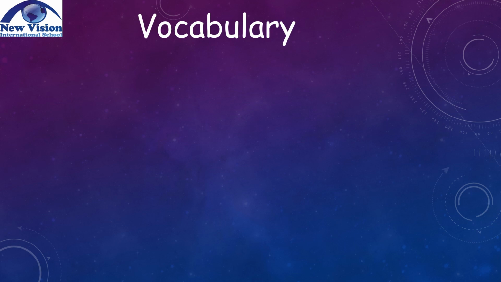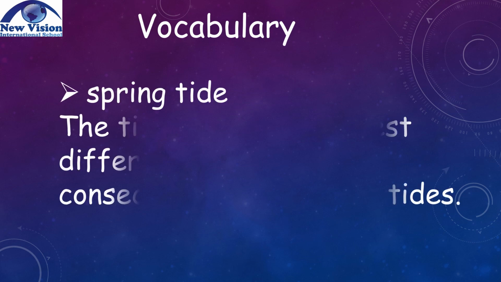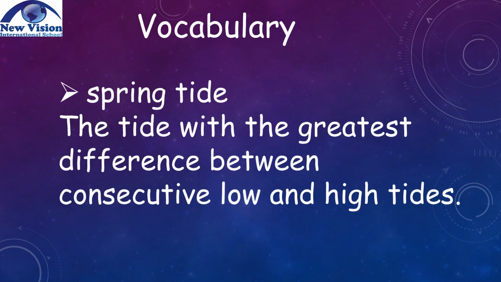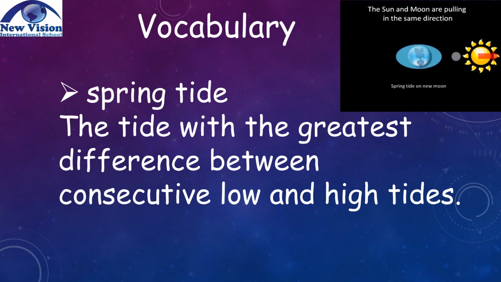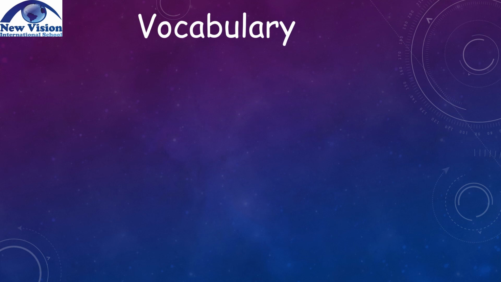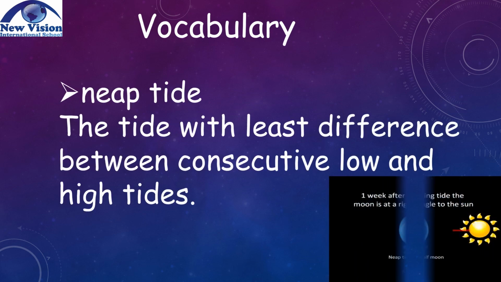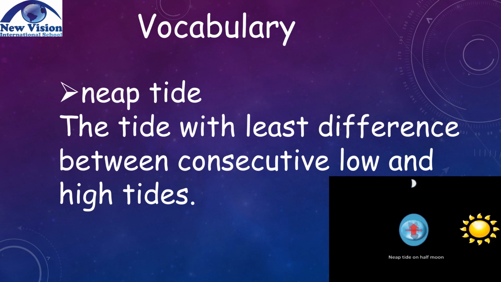So next word is spring tide. When we say spring tide, it is the tide with the greatest difference between consecutive low and high tides. So again, the word is spring tide. And the last word is neap tide. When we say neap tide, it is the tide with the least difference between consecutive low and high tides.